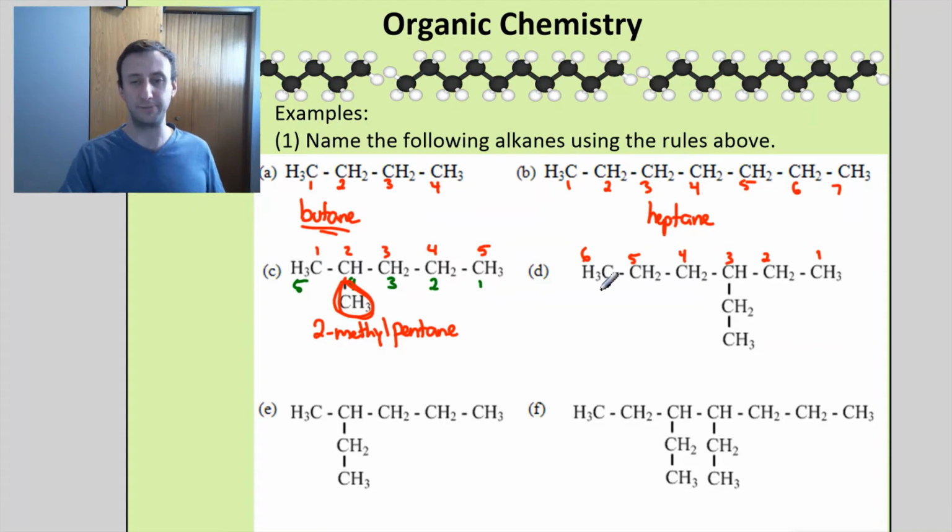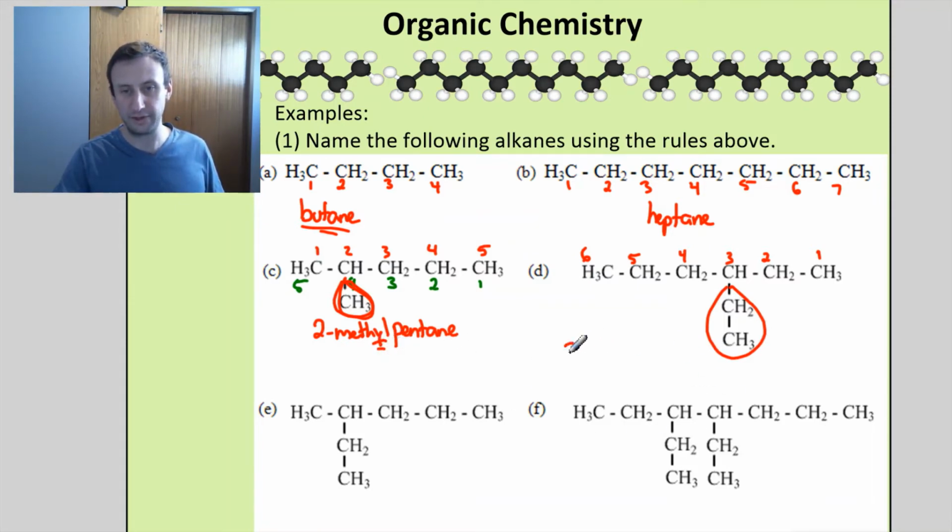Now, if I numbered it from left to right, it would be 1, 2, 3, 4, 5, 6. So right to left is the right way to do it because I reach this branch on 3 instead of 4 if I went from left to right. So this branch has 2 carbons, which means that it is ethyl for the name of the branch, 2 carbons, ethyl. So YL is how I show it's a branch.